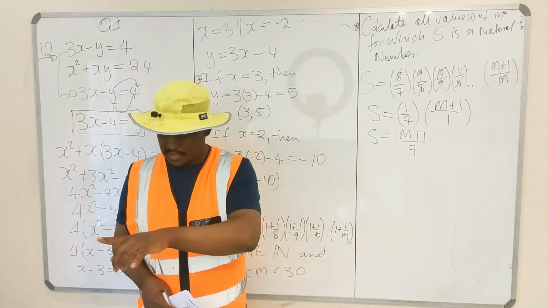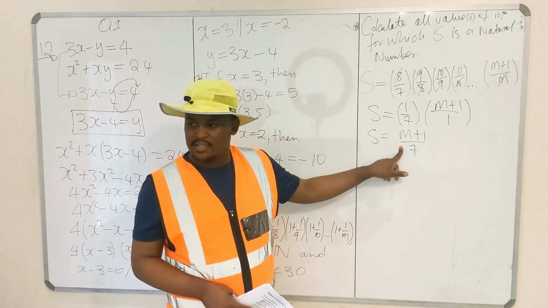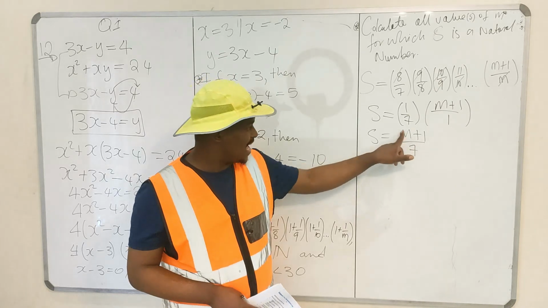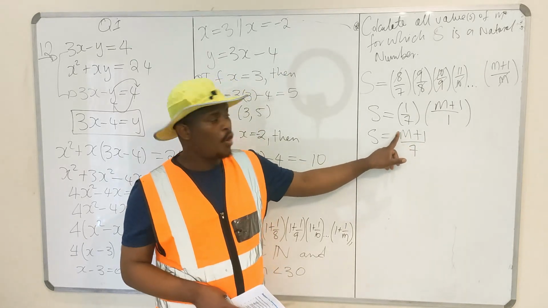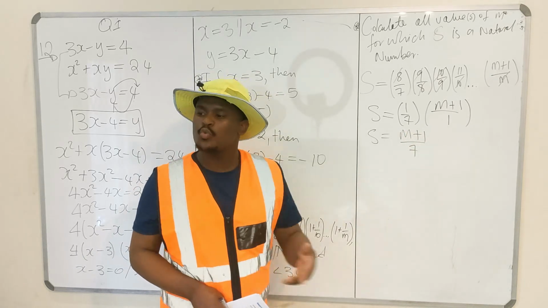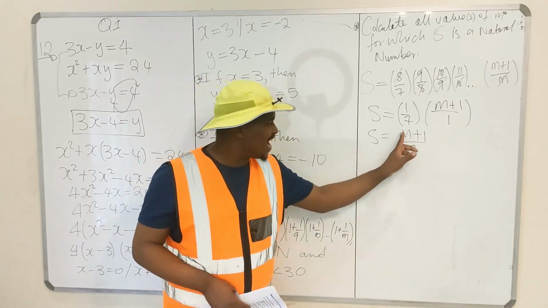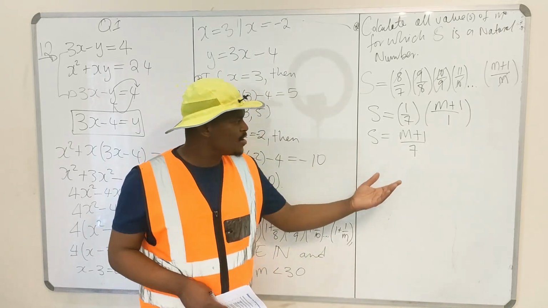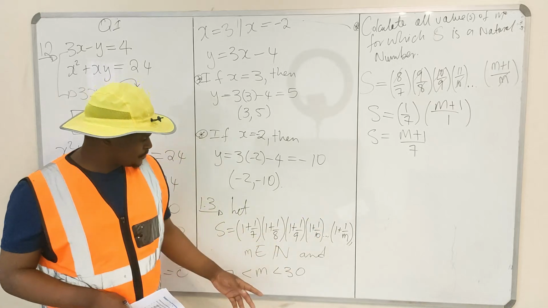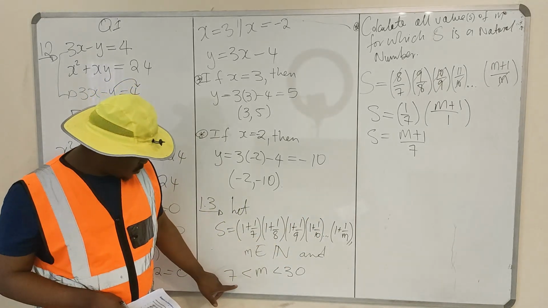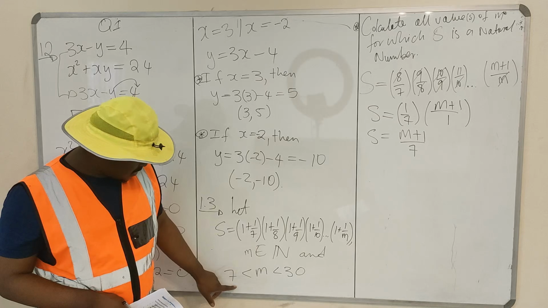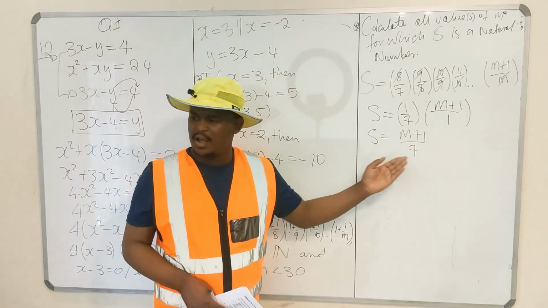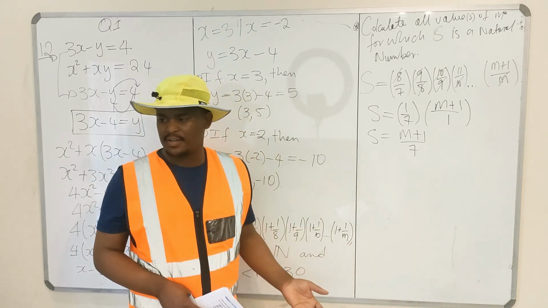But in order for this answer here to be a natural number, m plus 1, which is the top part, should be a multiple of 7, not m. The entire part should be divisible by 7. So now you can think of numbers. You can think of numbers between, let's say, 7 and 30 that are divisible by 7.